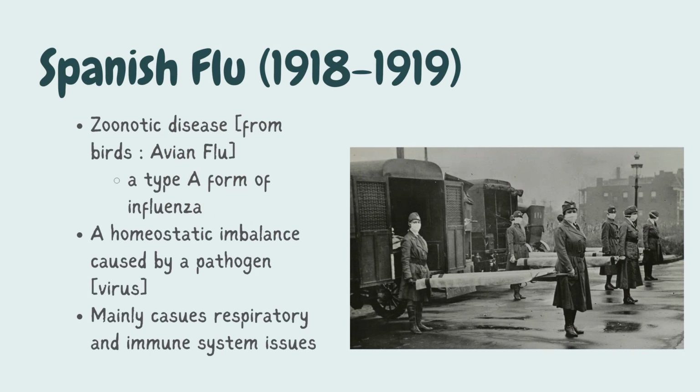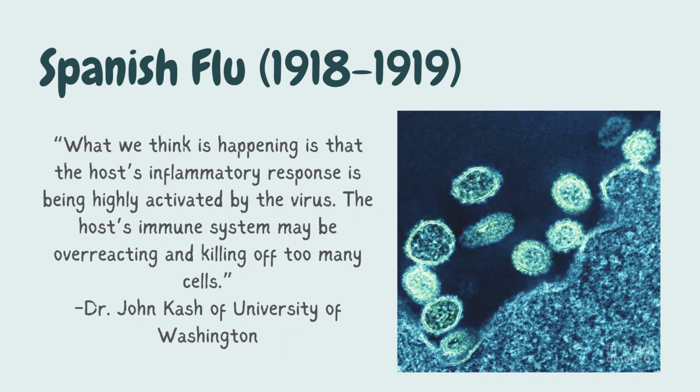Spanish flu is a zoonotic disease in the form of influenza, specifically a type A influenza that started with the birds or avian flu. It is mainly caused by respiratory and immune system issues, and it is a result of homeostatic imbalances, which are composed of several other homeostatic imbalances and their responses or feedbacks.